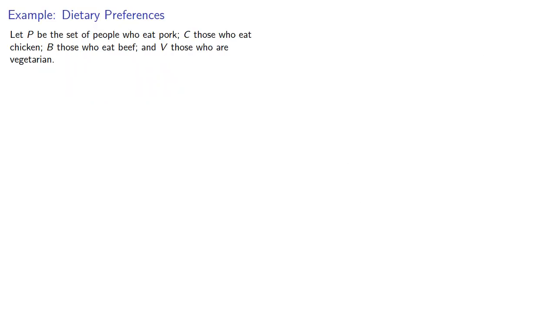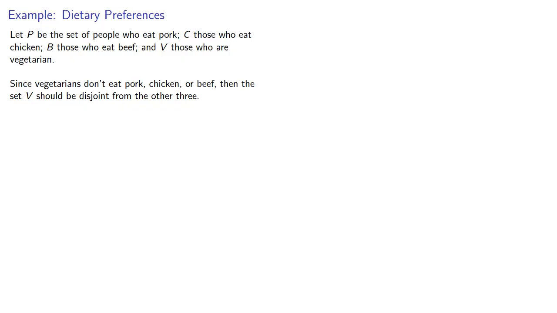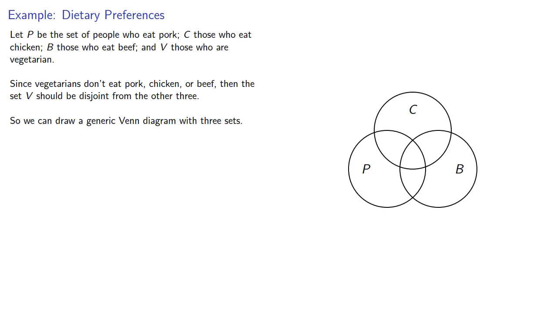For example, let P be the set of people who eat pork, C those who eat chicken, B those who eat beef, and V those who are vegetarian. Since vegetarians don't eat pork, chicken, or beef, then the set V should be disjoint from the other three, so we can draw a generic Venn diagram with three sets, then draw a fourth set separate from these.